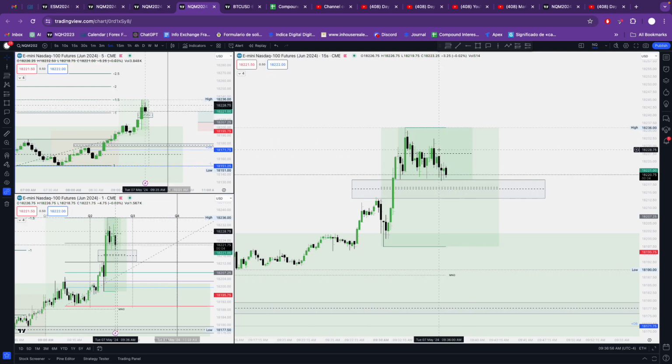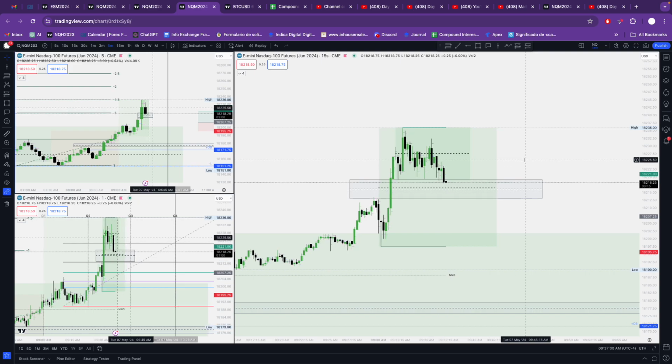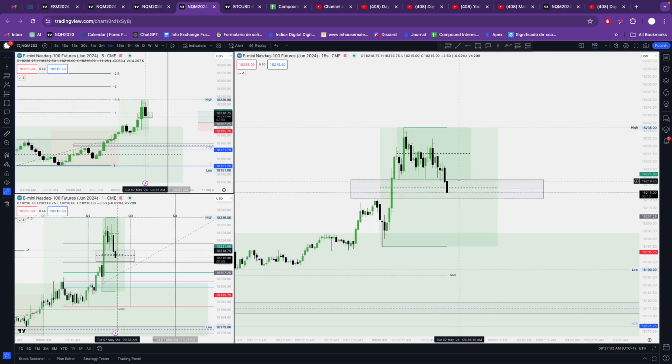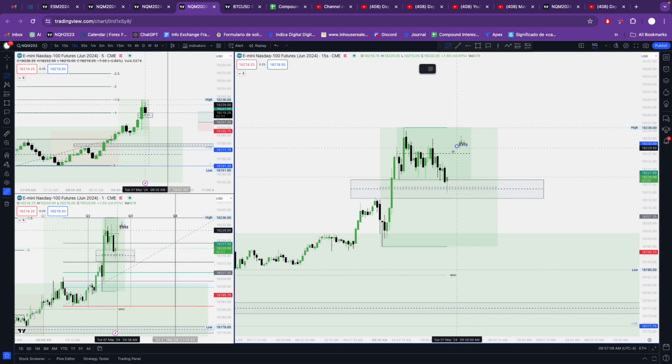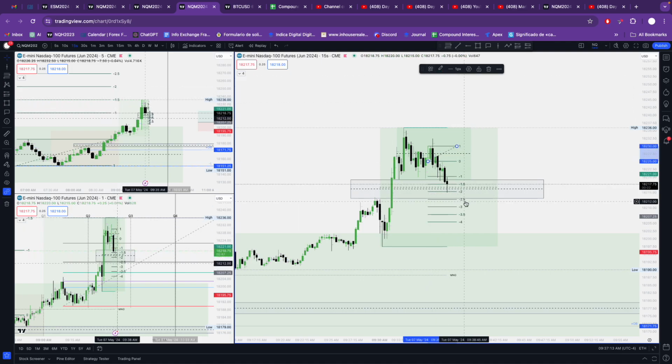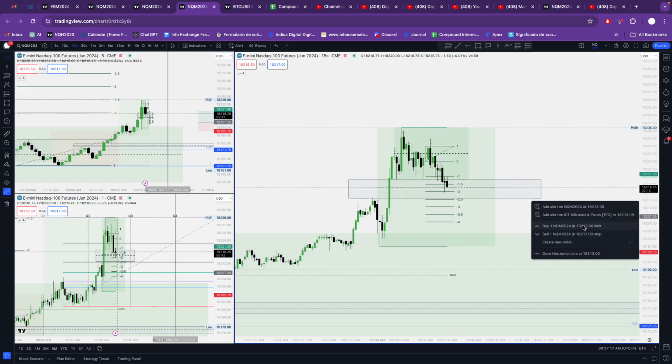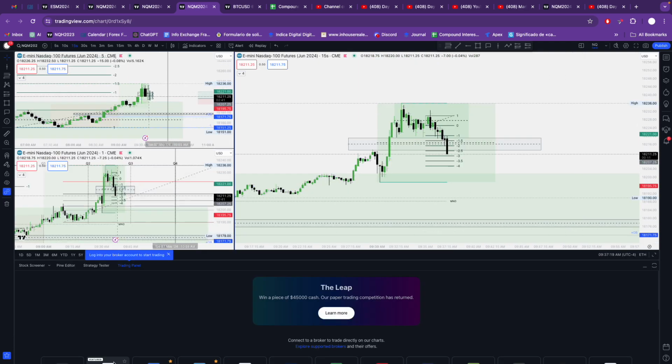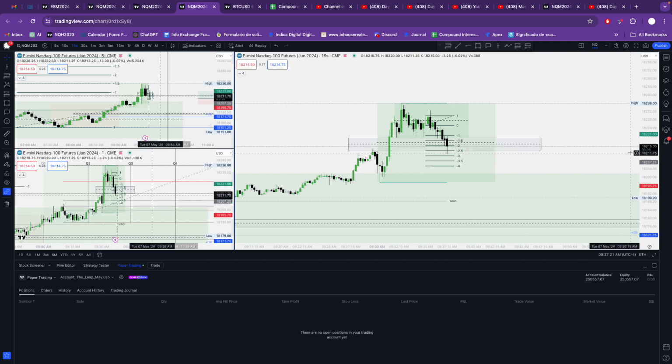And we can just look at this 15 second to get a feel for what's going on. All right, what do you see? This could be a potential manipulation leg coming down. Why do you say that? Let's measure this here. 2225 is the low of this fair value gap here. So what we can do here is buy one. Oh shit. Buy one here.